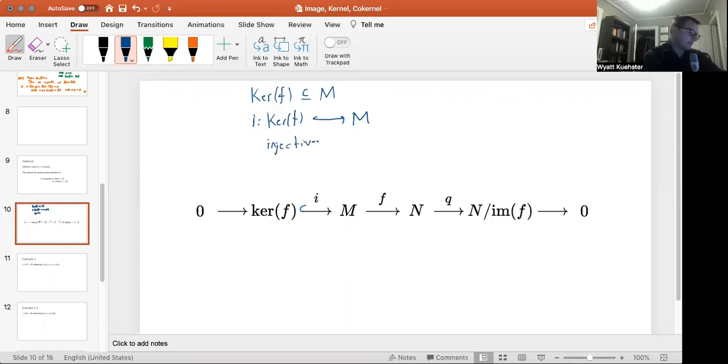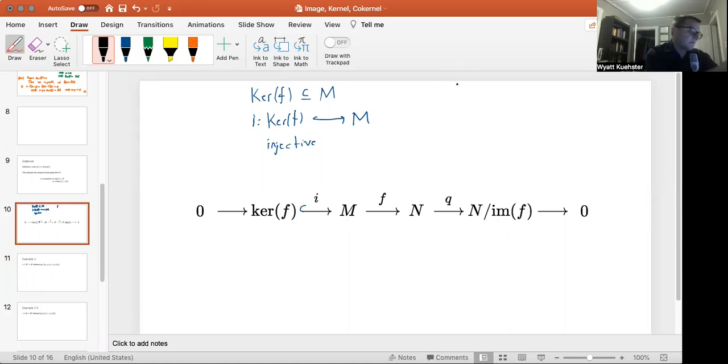Inclusions are injective homomorphisms of modules. Another way to say that it's injective is to write a 0 on the left here. And on the right, a 0 just means it's surjective. That's why there's a 0 there. And then we also have the free map because we took a quotient. If we take a quotient of N by something, we get a map.